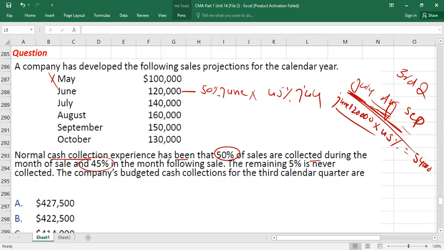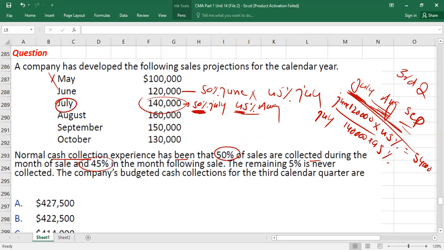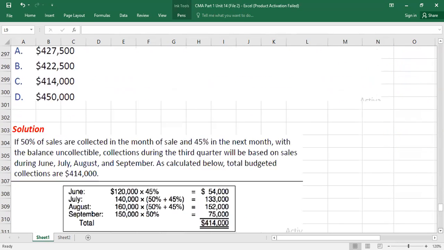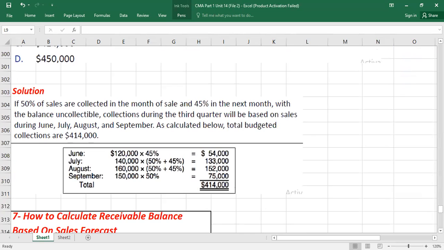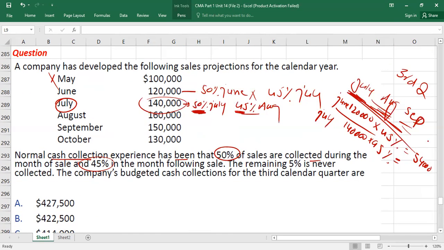Then you will take July sale. 50% will be received in July, which we need, and 45% will be received in August, which we also need, because we need July, August, and September. It means we are going to take 50 plus 45, which is 95% of this sale. So we'll take July sale, which is 140 times 95%, because 50% will be received in July and 45% in August. The total is 95%, so this is going to fall in the third calendar quarter. The amount is going to be 133,000. I'm not using the calculator, that's why I'm looking at the answer.